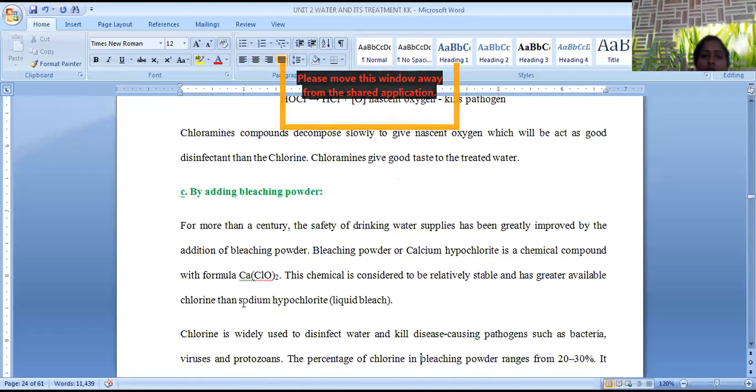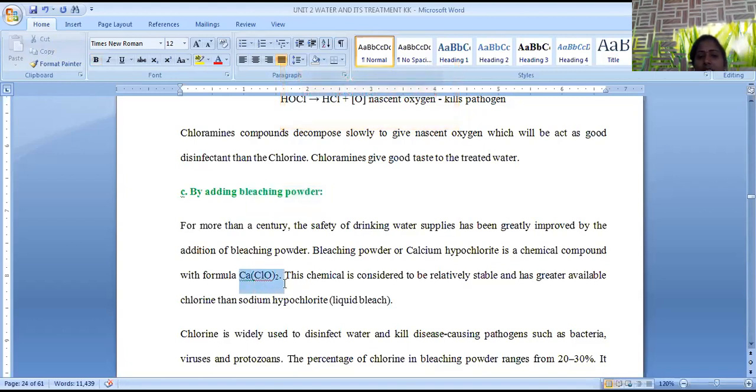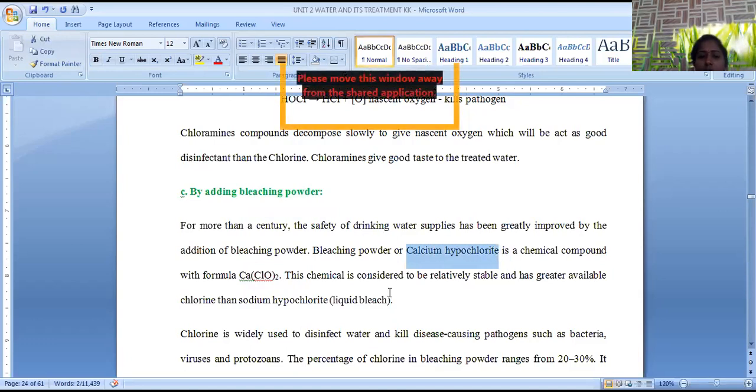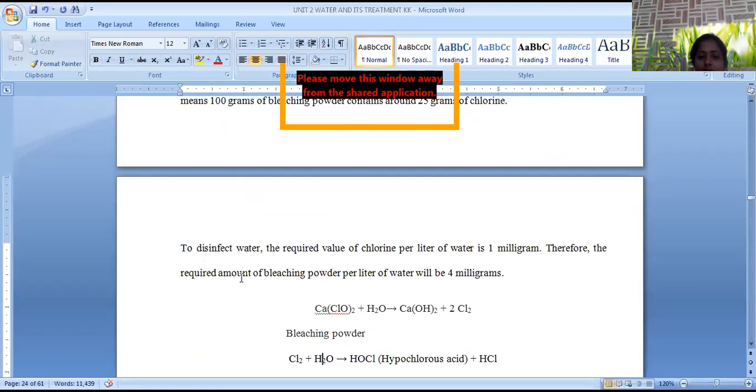And next is the most important, ancient, simplest and widely used method, which is addition of bleaching powder. The chemical formula of bleaching powder is CaClO2. So this is called calcium hypochlorite. The chemical name of bleaching powder is calcium hypochlorite, CaClO2. So it is the widely used disinfecting agent. So how it works, let us see.